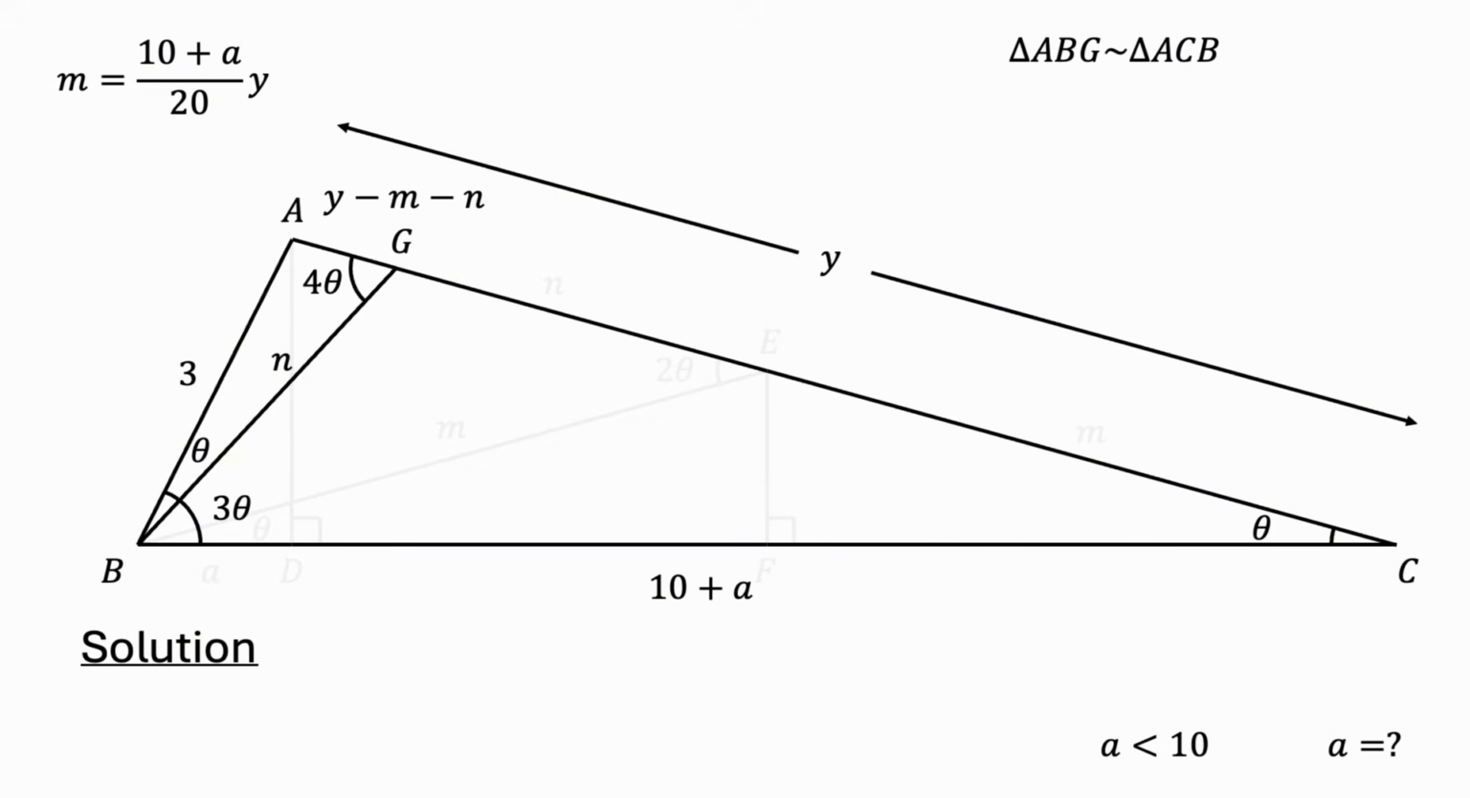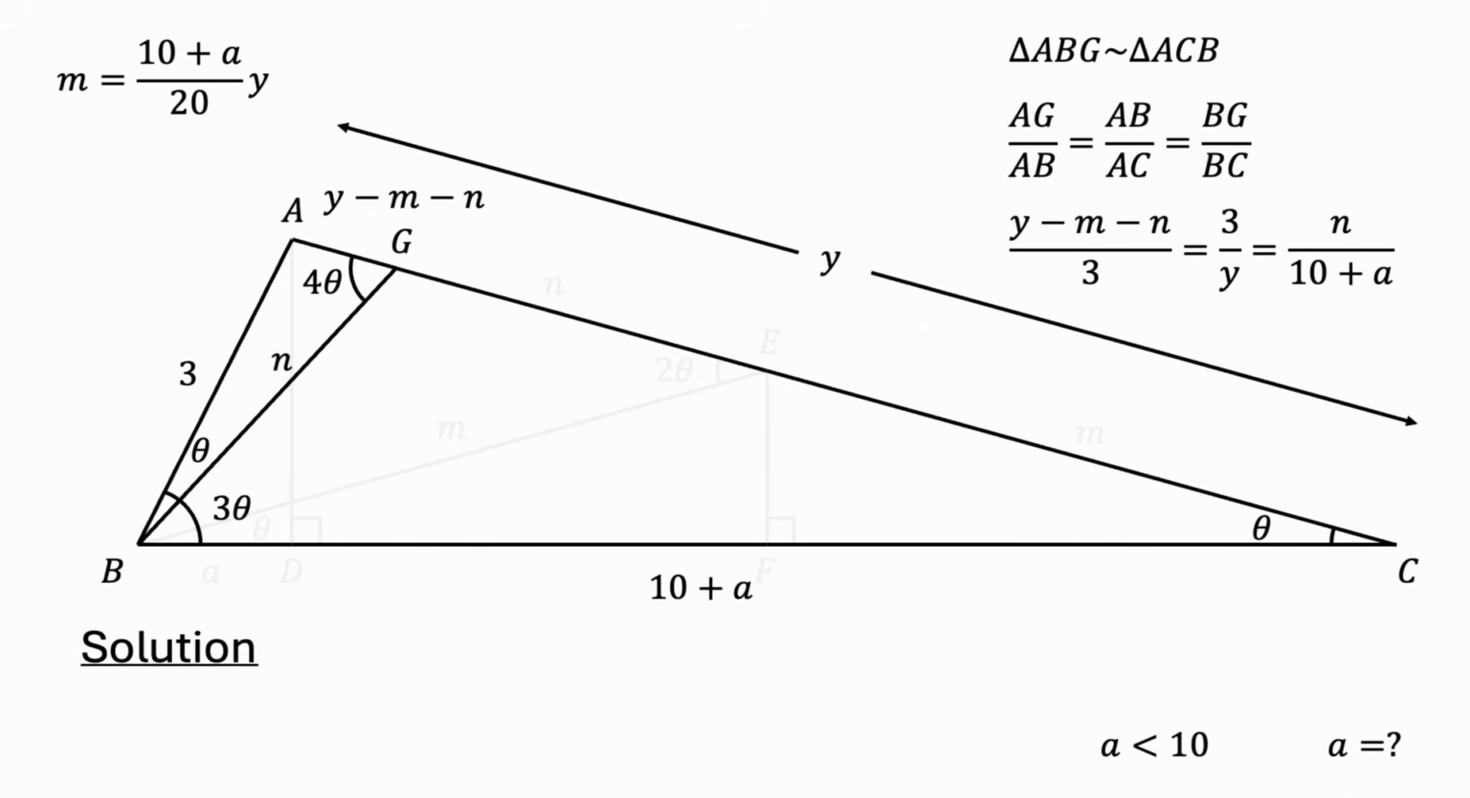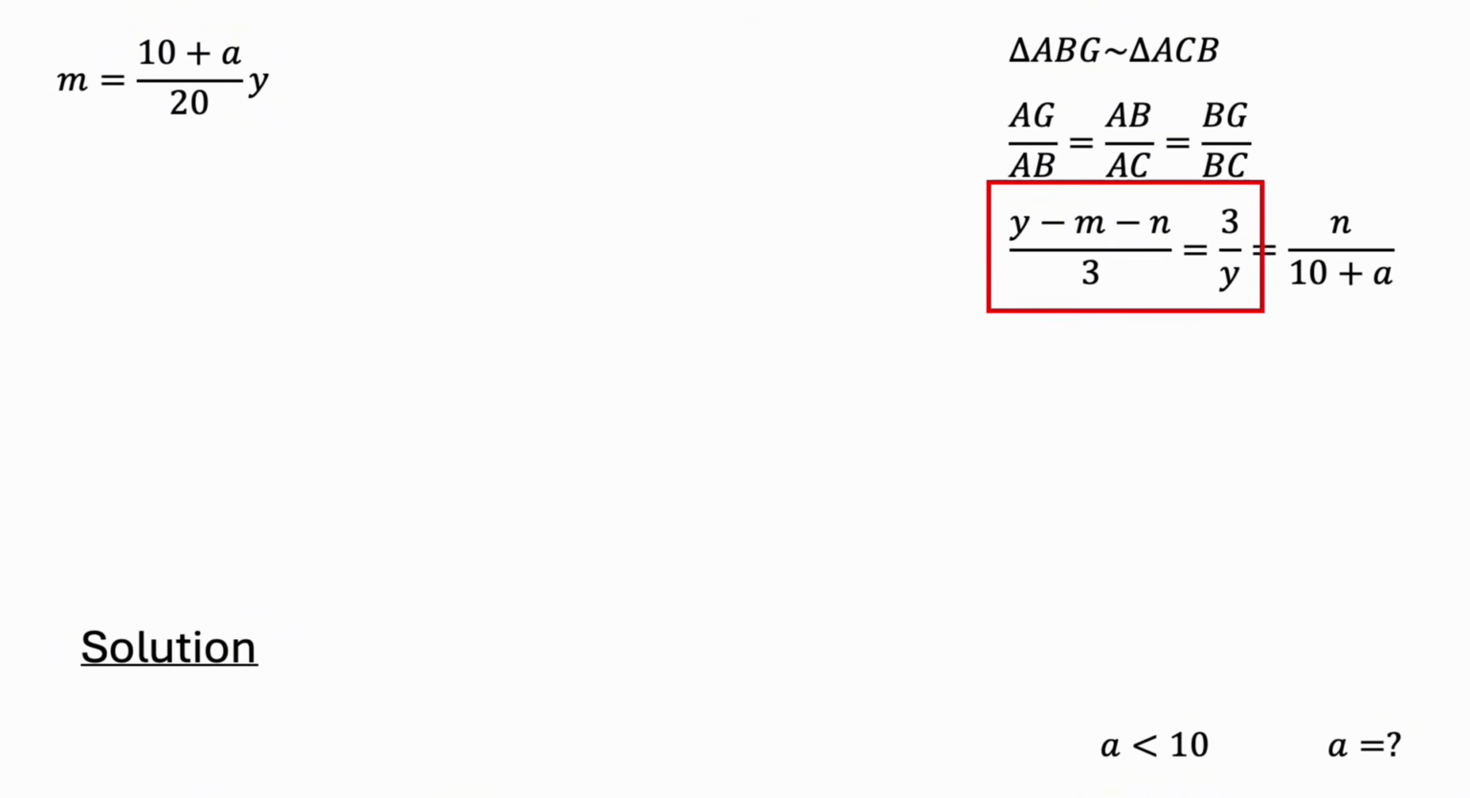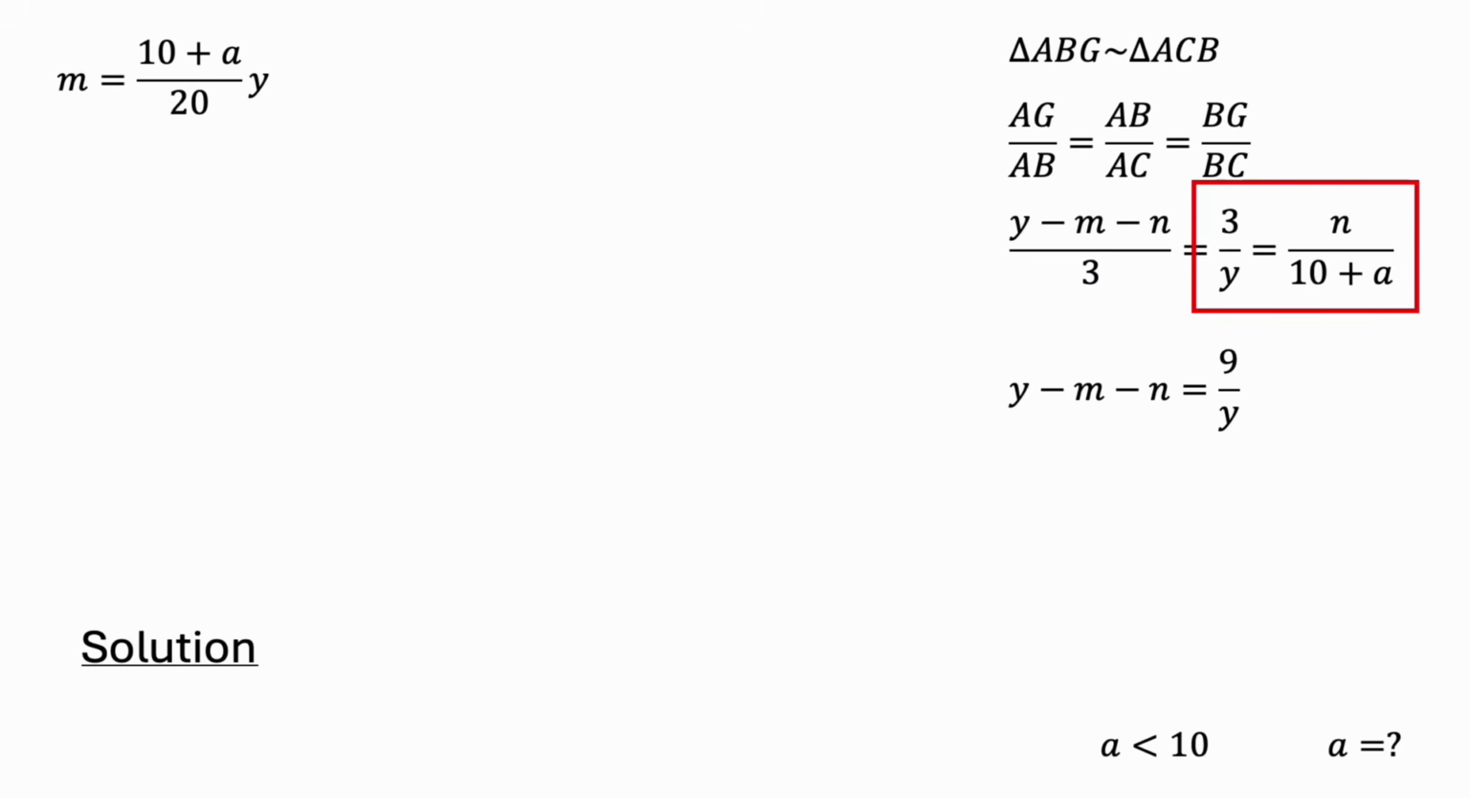Since corresponding sides in similar triangles are proportional, we have AG over AB equals AB over AC equals BG over BC, or (y minus m minus n) over 3 equals 3 over y equals n over (10 plus a). From (y minus m minus n) over 3 equals 3 over y, we have y minus m minus n equals 9 over y. From 3 over y equals n over (10 plus a), we have n equals 3 times (10 plus a) over y.